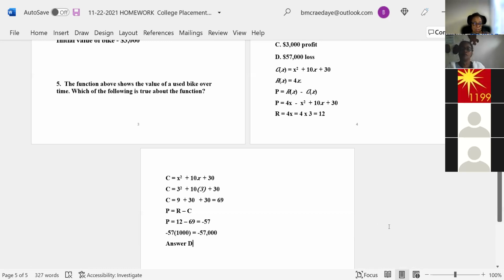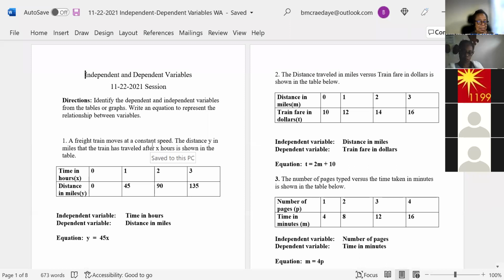Okay, any questions on that last problem? No, I don't have any. All right. Now let's look at independent and dependent variables. I have pages 7 to 9.